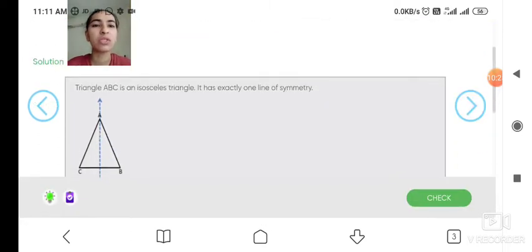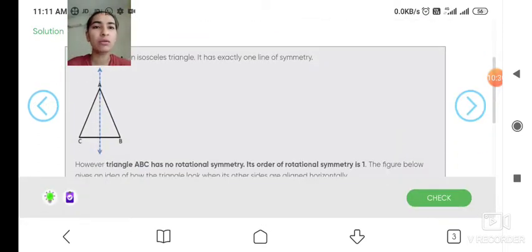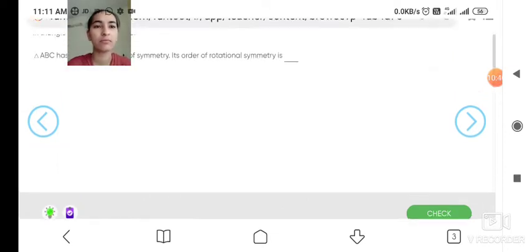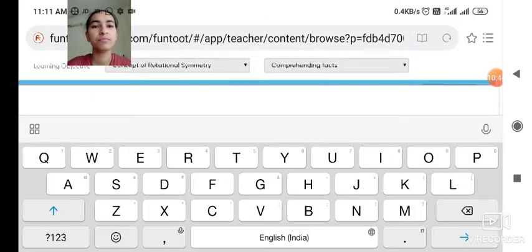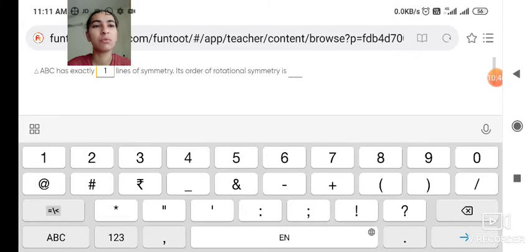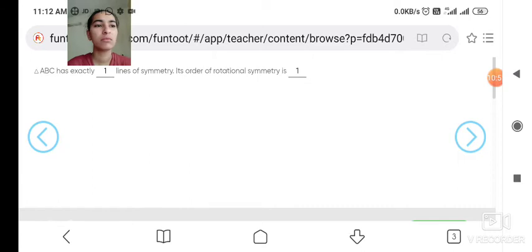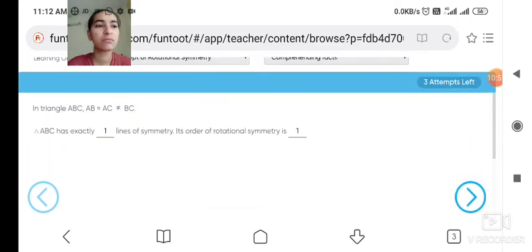Okay, now this is a figure of an isosceles triangle. It has rotational symmetry and its order of symmetry is 1. So it has exactly one line of symmetry and its order will be 1. Okay, understand this?